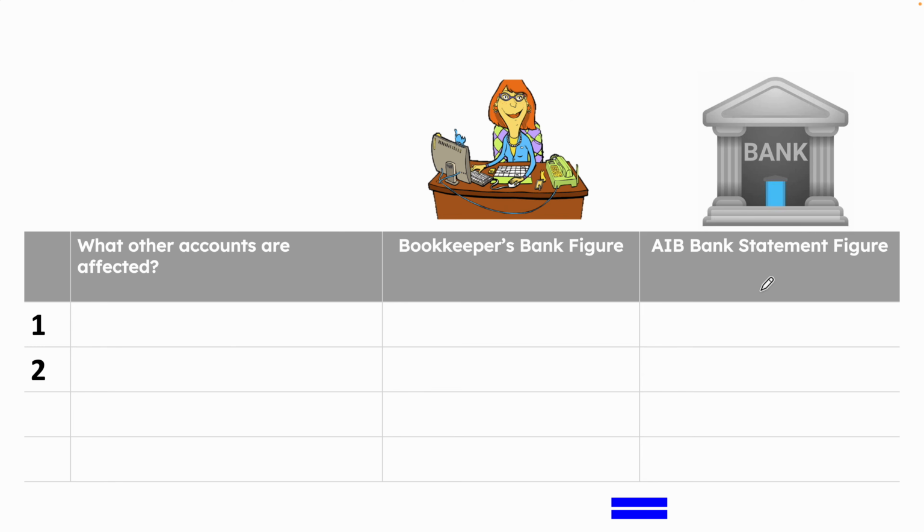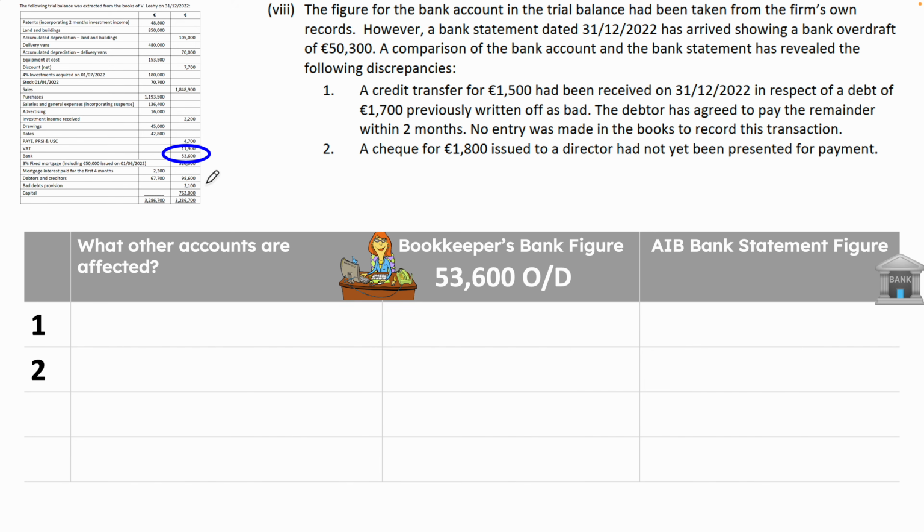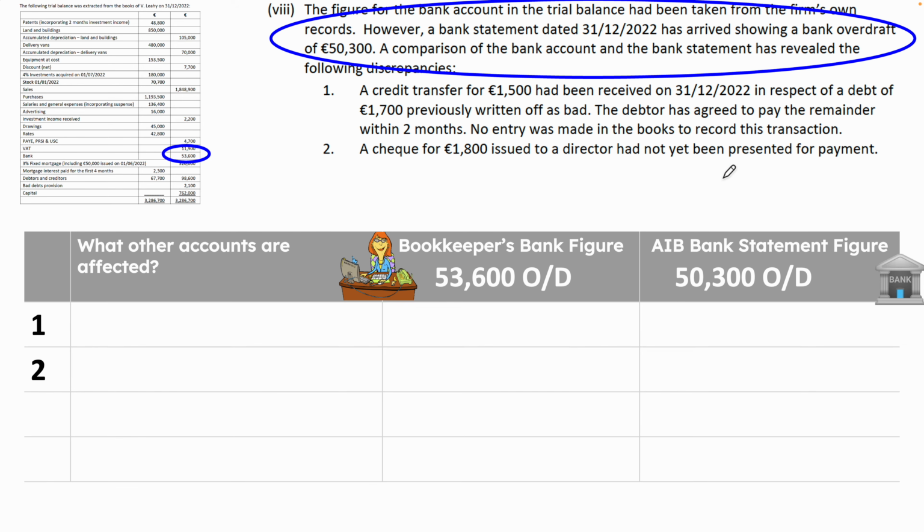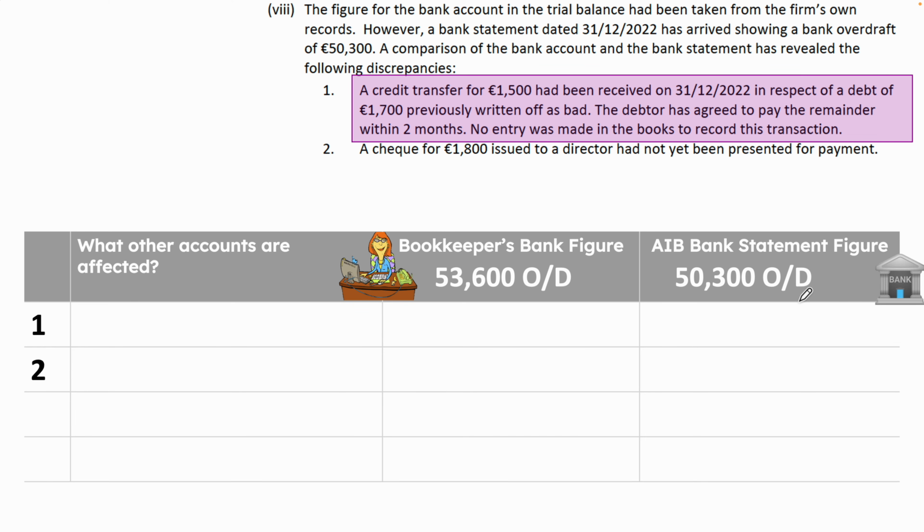Okay, so you can lay out your bank adjustment like this, in 3 columns. What other accounts are affected in the first one? We're going to have the bookkeeper's bank figure here, and then the AIB bank figure here. The bookkeeper's bank figure is taken from the trial balance. It's on the credit side, so it's 53,600 overdraft. And then the bank statement figure is taken from the text, adjustment number 8, the bank overdraft figure there, 50,300 overdraft.